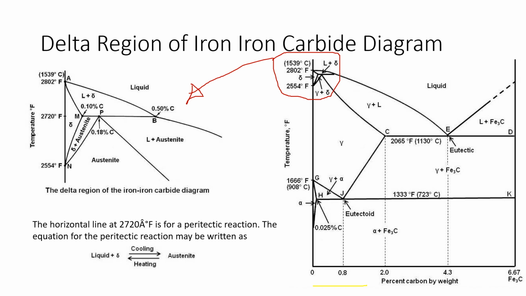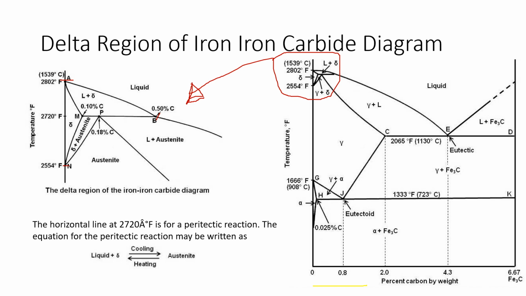It is very important to explain this in a separate lecture, because several reactions take place in this delta region, and with respect to hypoeutectoid steel, it is very important. The reaction occurs below 1539 degrees centigrade at point A. The delta region starts from point A to B and to N, a small portion which is magnified over here.